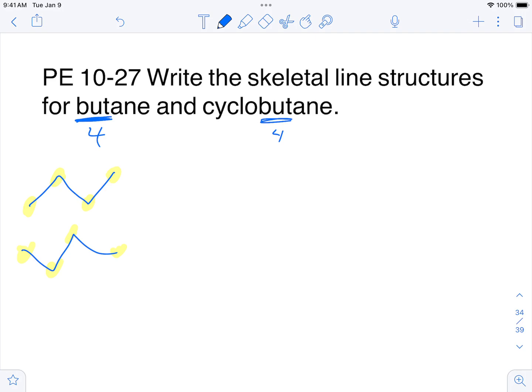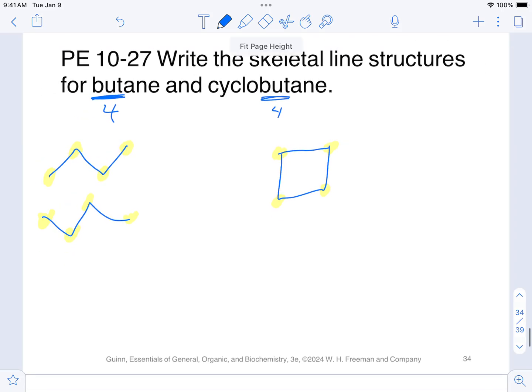Cyclobutane, it has to be in a cyclic form. So 4 would be a square. So I would literally just draw a square. And there are my carbons. Look how much quicker the skeletal line is than actually doing the Lewis structure.